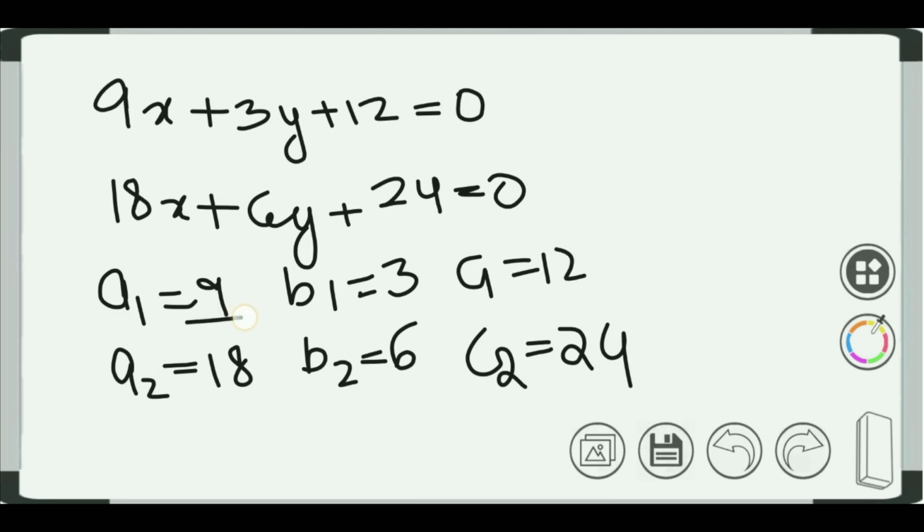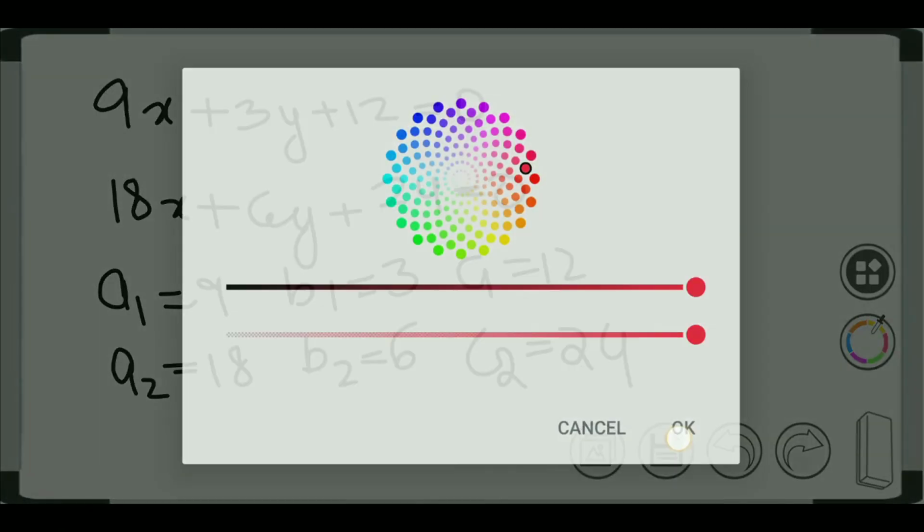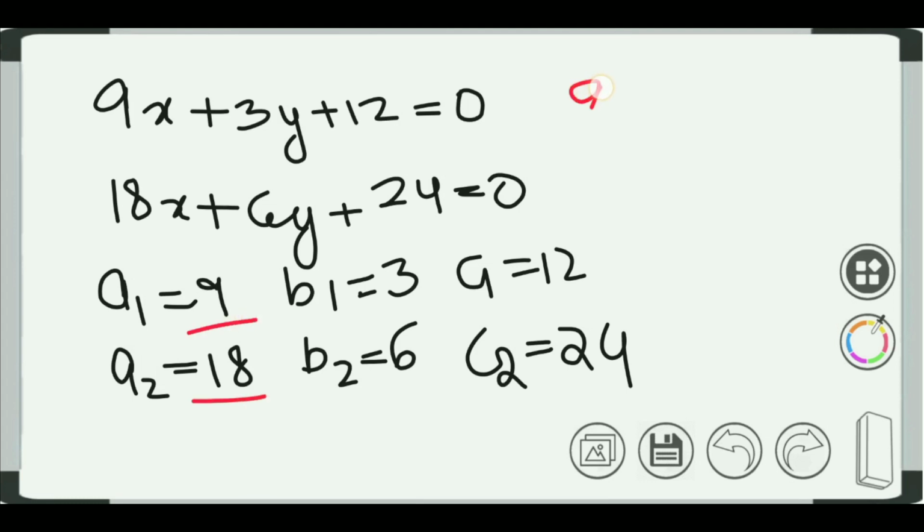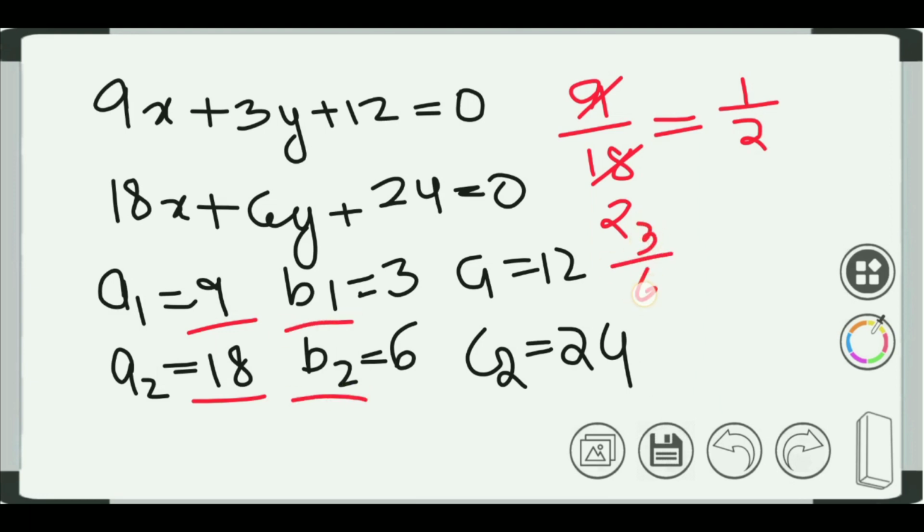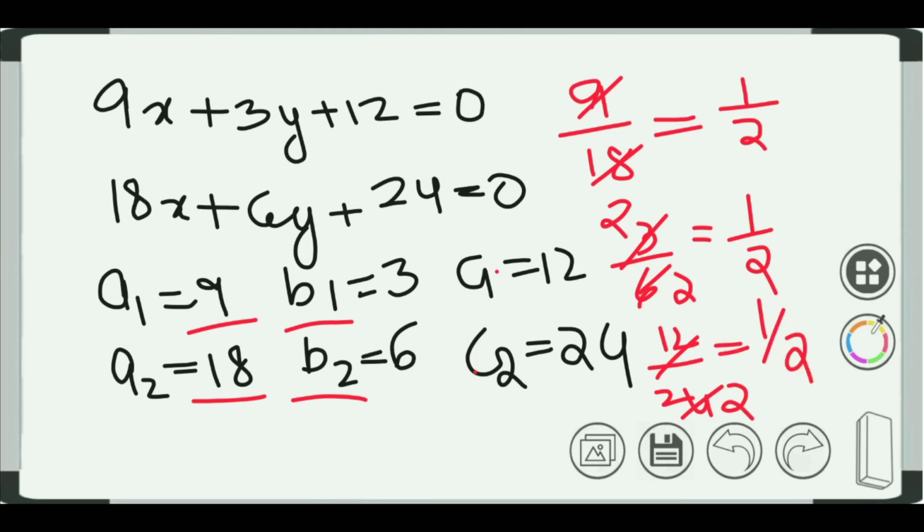Okay, what is a1 by a2? 9 by 18. You can simplify it again, right? 9 into 2, that means 1 by 2. Now, what is b1 by b2? 3 by 6. You can simplify, 1 by 2. What is c1 by c2? 12 by 24. Simplify, 12 into 2, 1 by 2. Is it equal? Yes. That means a1 by a2 is equal to b1 by b2 is equal to c1 by c2. All the three are equal.